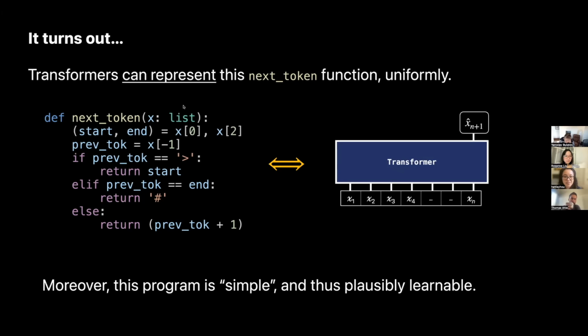Okay, what class of programs? So let's dive into the meat of this work. We see that the model generalizes. So how do we know that transformers can represent this algorithm?